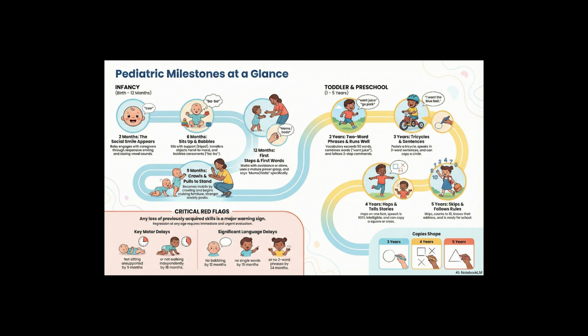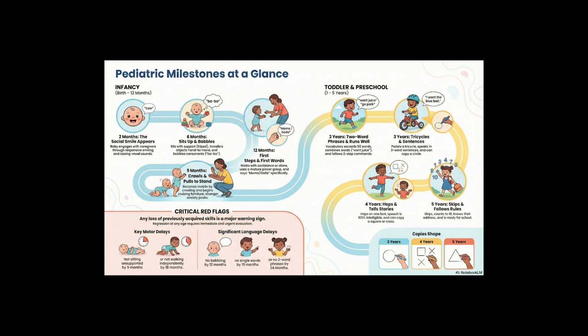And their speech should be 50% intelligible to a stranger. Let's lock in that intelligibility rule. It's so useful. It's a great one for the boards. 50% intelligible at 2 years, 75% at 3 years, and 100% at 4 years. 2, 3, 4 equals 50, 75, 100. Exactly. And socially at 2, they're doing parallel play. Playing alongside another kid, but not with them. Right. And they can follow 2-step commands. The power of 2. Now we're in the preschool years.